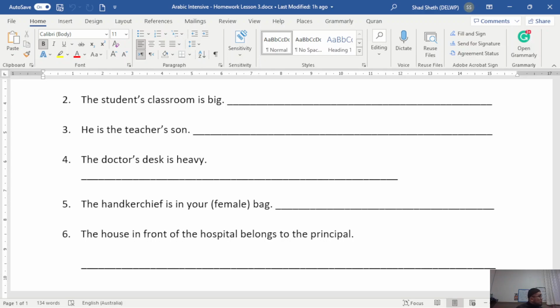Does that sentence make sense? If we make it mudaf mudaf ilayh, the house of the principal, then amama mustashfa is in front of the hospital. Is that correct as well? Yeah, still makes sense. Baitul Mudiri, so you make it mudaf ilayh, right? But like I said, I'm looking for something else, because he uses belong. It is still correct, but if I translate that to English, I won't get that. Yeah, that's what I responded to you.